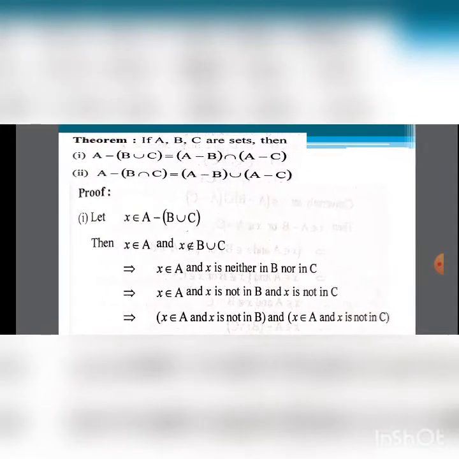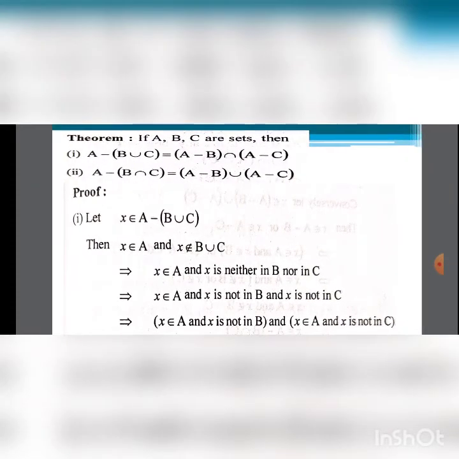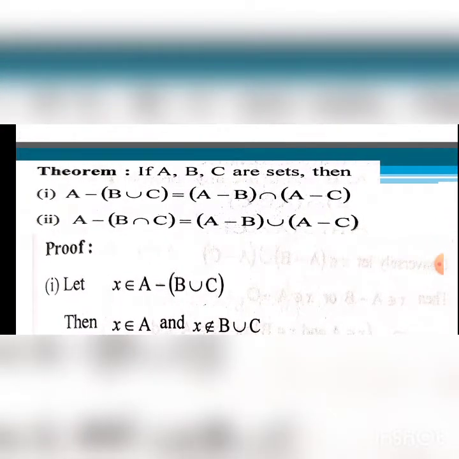With this theorem. See, if A, B, C are sets, then A minus (B union C) equals (A minus B) intersection with (A minus C), and second is A minus (B intersection C) equals (A minus B) union with (A minus C). So see here, firstly we prove the first and then the second.